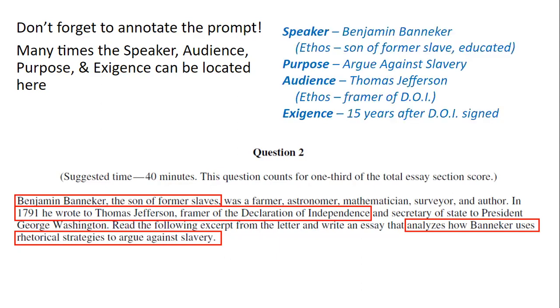So just from the prompt, we have the speaker, we have some ethos about Benjamin Banneker. We know he is the son of former slaves. We know he's well educated. His purpose, we have the evidence, and we have the audience, which is Thomas Jefferson, and we have some of Thomas Jefferson's ethos. He's the framer of the Declaration. And then we also have the exigence. Notice that this was written in 1791, 15 years after the Declaration of Independence was signed. That is going to be of the utmost importance later on when we write our essay.